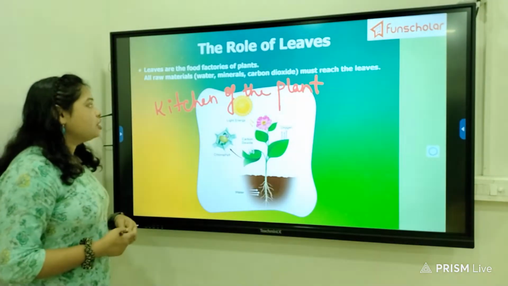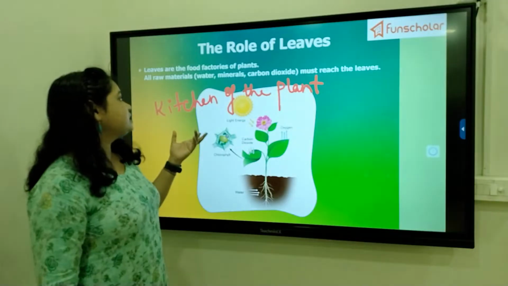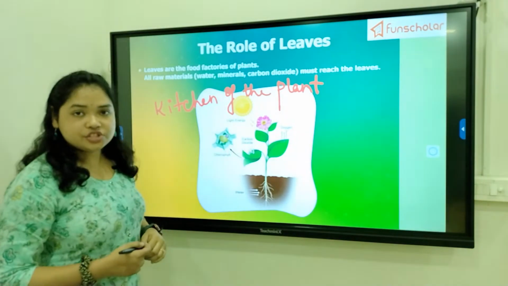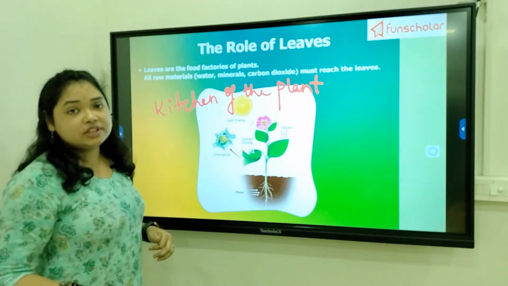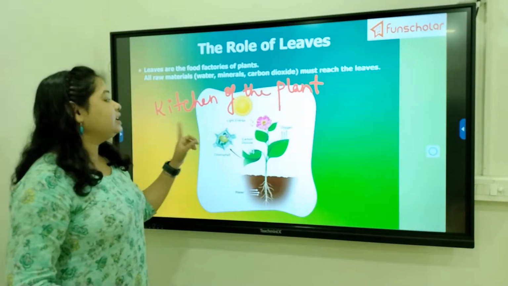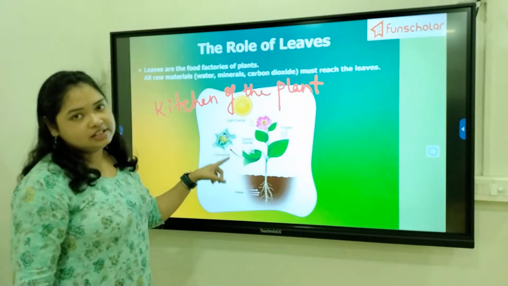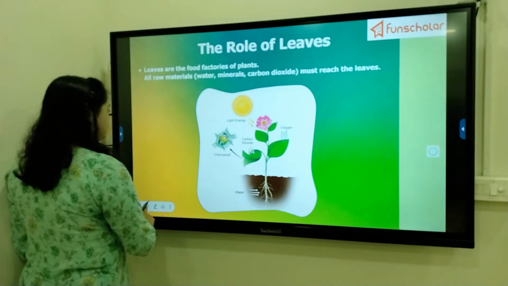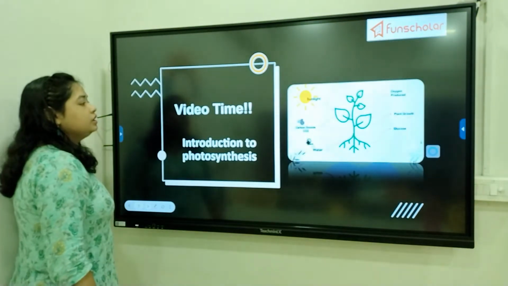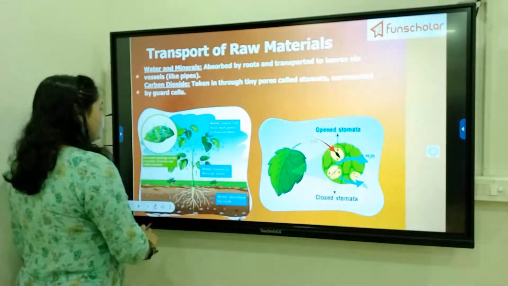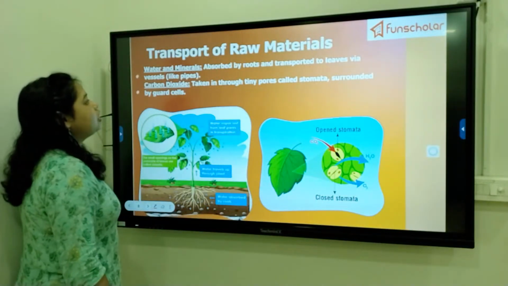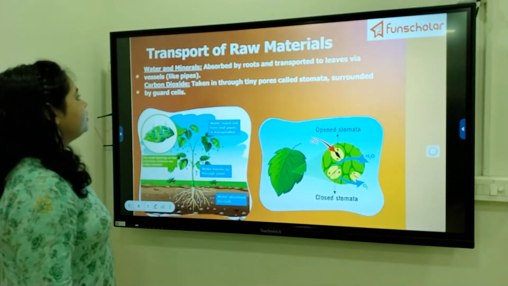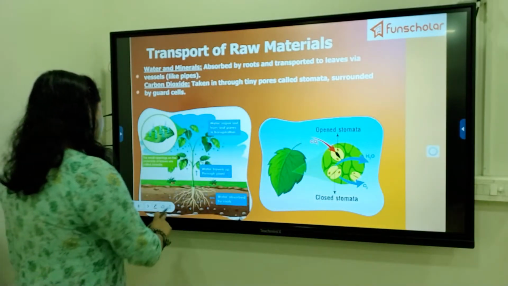And for that, all the materials like water, minerals, and carbon dioxide, which are essential for preparing the food, that is glucose, must reach the kitchen, that means the leaves. Now we'll watch another video on how the raw materials are transported from the various sources.